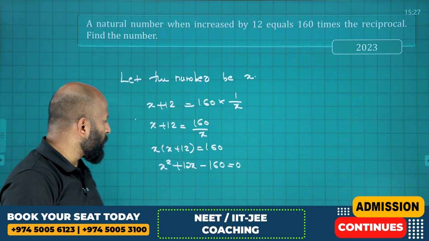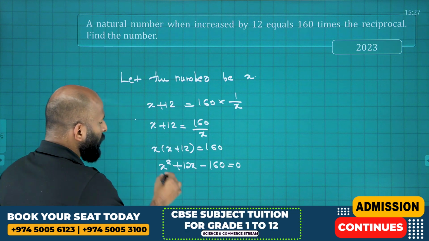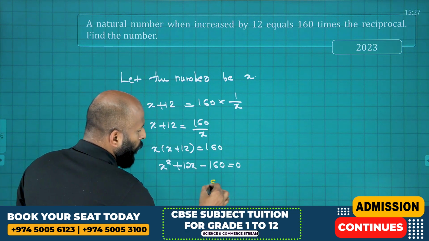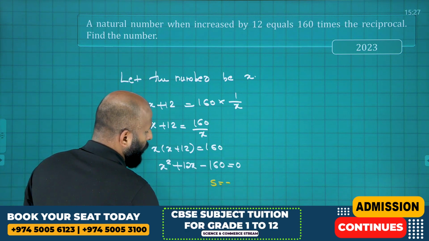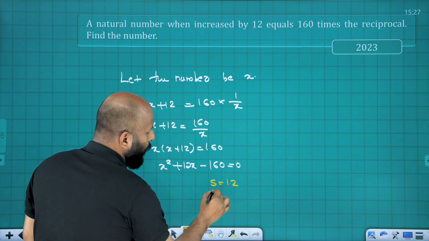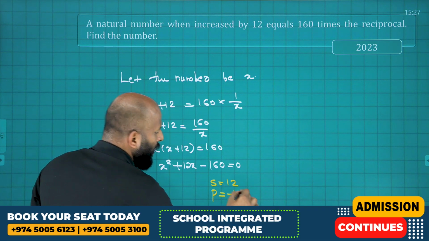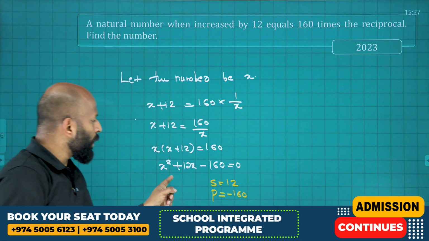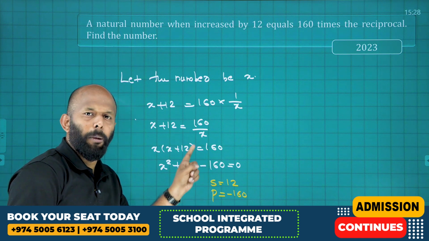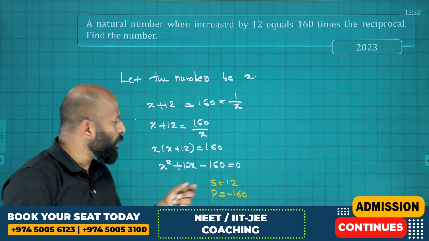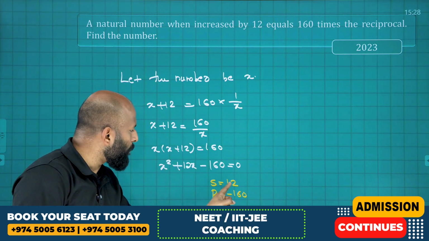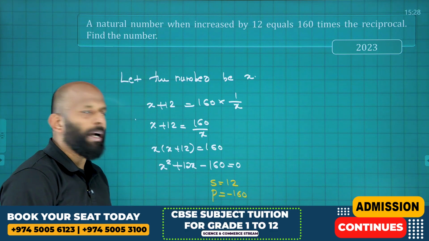or the factorization method. So here, when we consider this quadratic equation, the sum is equal to positive 12 and the product is equal to minus 160. So here, for factorization, for the splitting the middle term method, we need two numbers. For finding the two numbers, we are taking the sum as positive 12 and the product as minus 160.